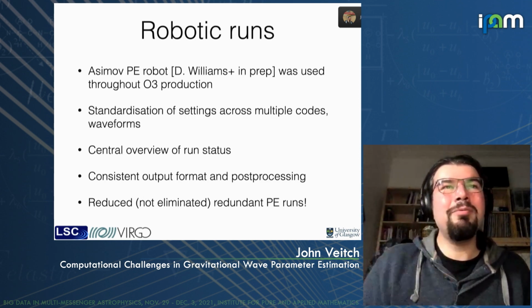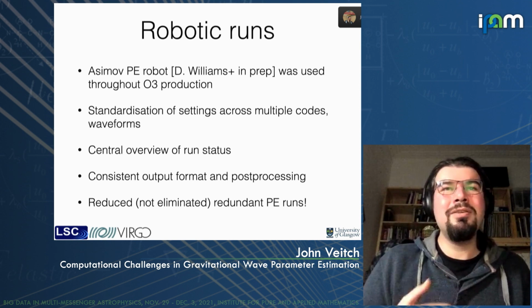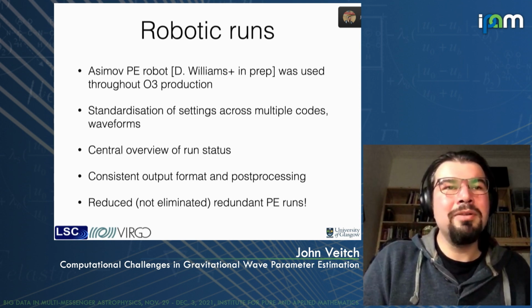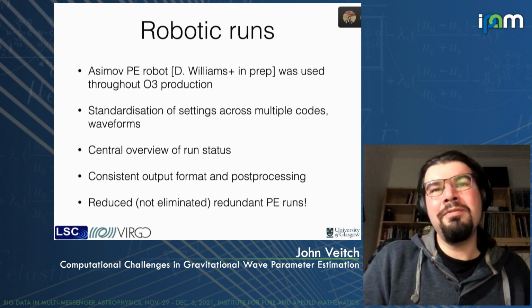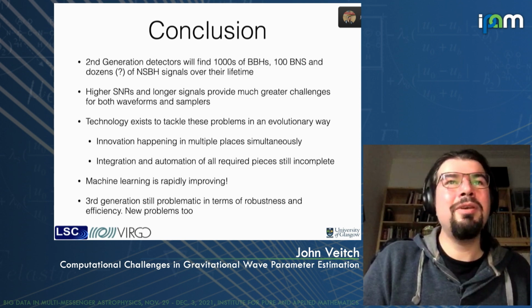So the other thing that we've been working on at Glasgow recently is this Asimov robot, which has been used to kind of standardize all of this in O3B and a little bit in O3A as well. So that has been part of the reason that we were able to do more using fewer resources without sacrificing the quality of our results for O3. So a little plug to Daniel Williams for working on that.